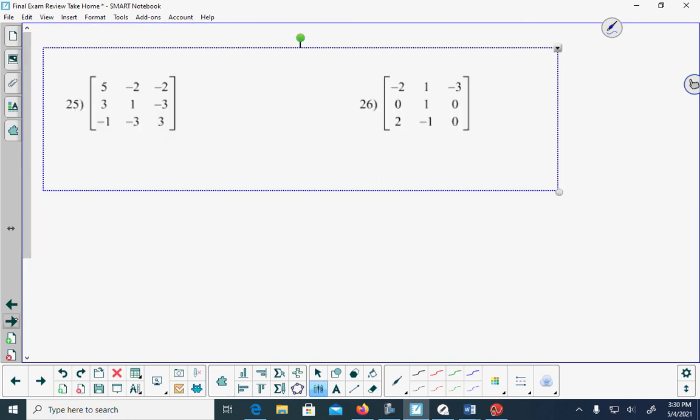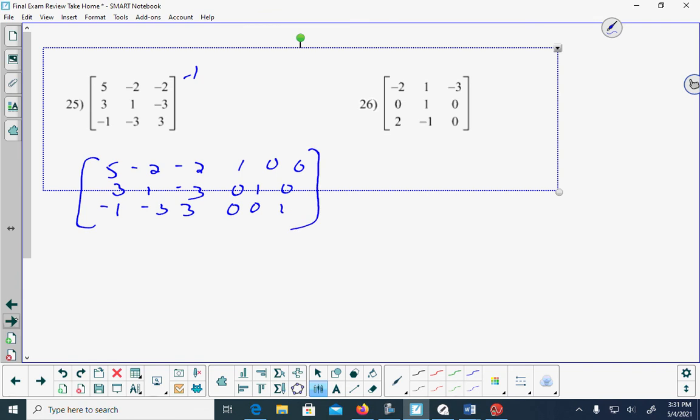Okay, this one, 25, find the inverse. If I'm doing it in my calculator, I'm just simply going to raise it to the negative 1 power and call it a day. If it asks me to do it by hand, that's where I put the identity matrix next to it. 5, negative 2, negative 2. And then I try to make the left side look like the right side. So that's how I would do it.